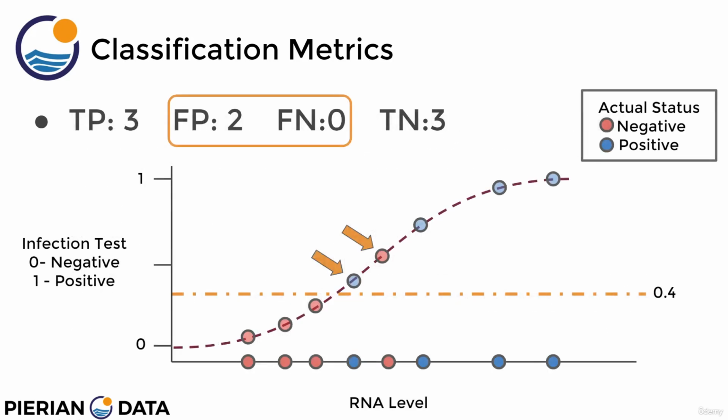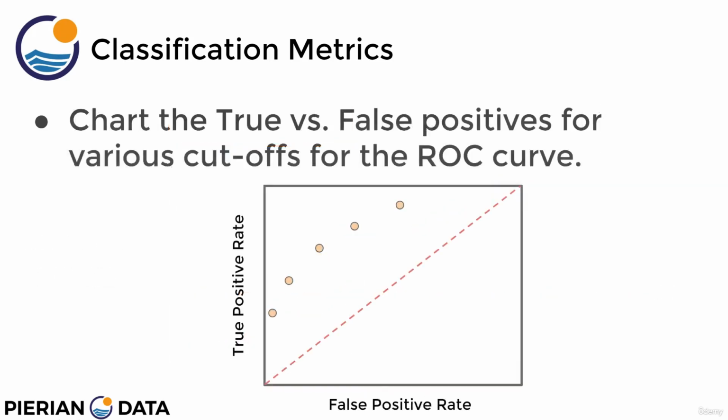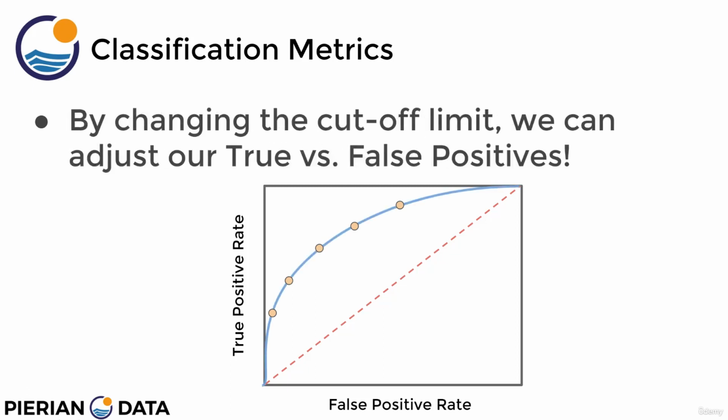So again, what we can do in order to map out the curve is test a bunch of cutoff values and keep track of the number of true positives versus the number of false positives. Clearly, the number of false positives is going to be changing as we adjust this cutoff value. So we simply chart the true versus false positive rates for the various cutoffs, and that begins to build the ROC curve. And by changing the cutoff limit, we can adjust true versus false positives.